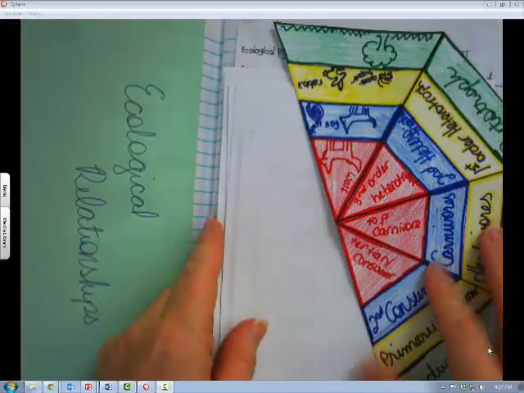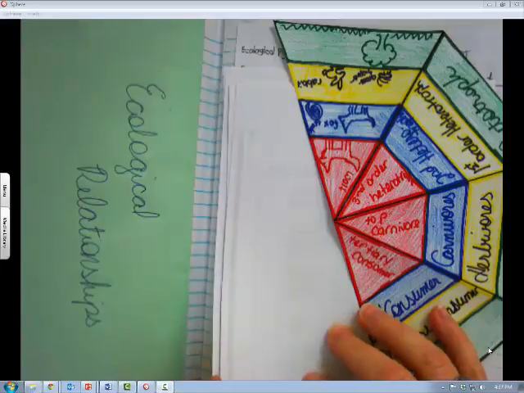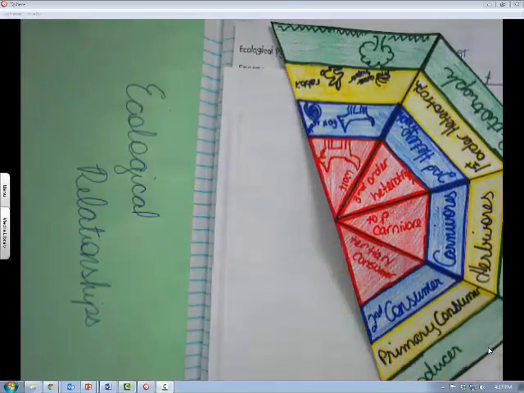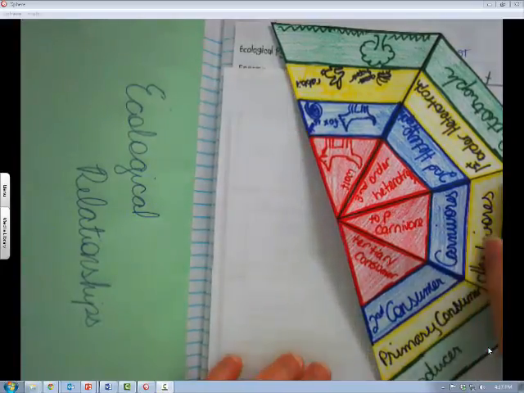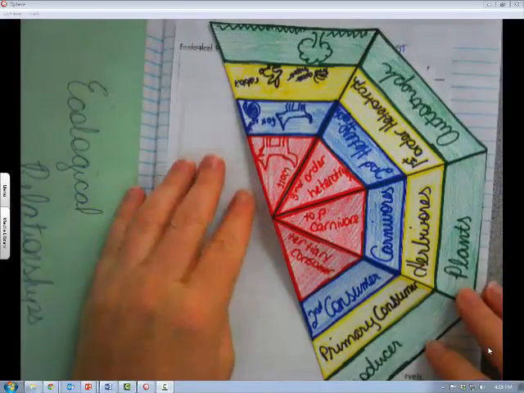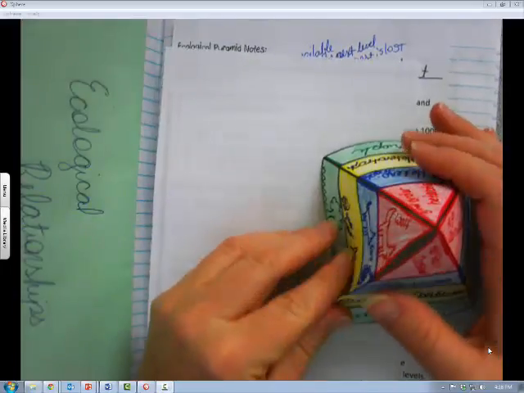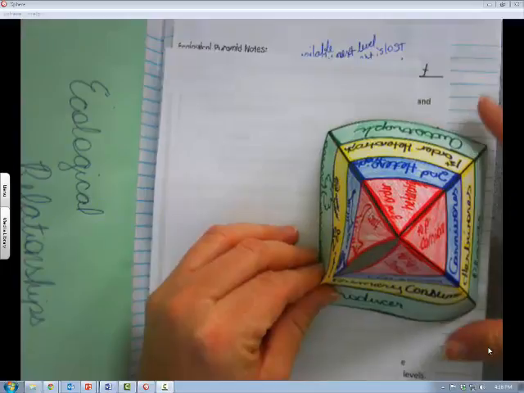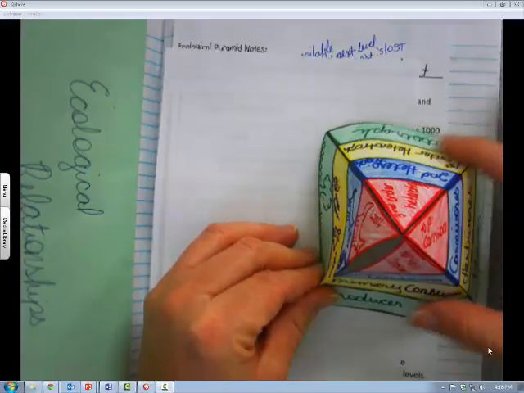This is our notes over our ecological pyramids that we did in class. If you recall, you had your pyramid and then you had specific instructions on how to color your pyramid and what to do with it. So what we have here is, if you fold it up, we actually have an actual pyramid. If you glued it in your notebook, it folds up and it makes a pyramid, with the point being that the base is much larger than the top.